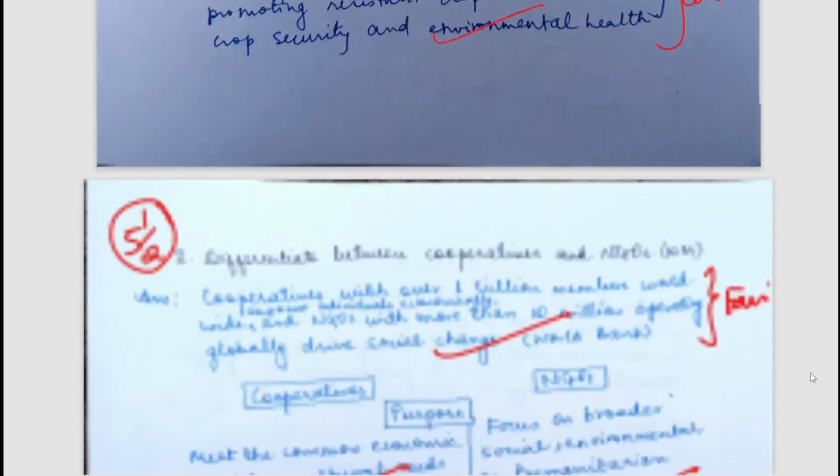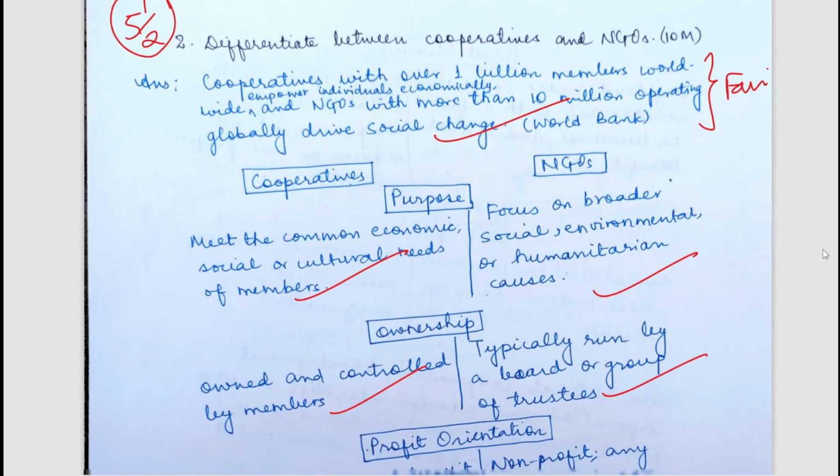Now let's see what was the second question. The second question was, differentiate between cooperatives and NGOs. So what are the differences between them? We will see. Cooperatives meet common economic, social or cultural needs, whereas the NGOs' focus is broader.